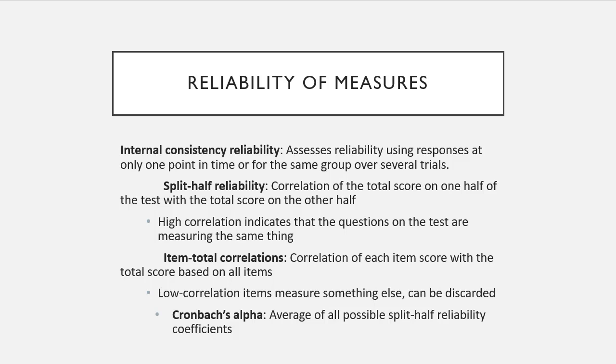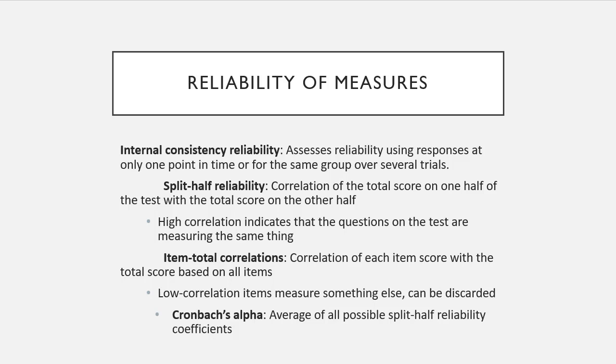Another way that we can look at internal consistency is through what we call item total correlations. That means we can take each possible combination of scores or questions and compare them with the other combinations to see if there is a correlation. Ideally, there would be a correlation with all of the scores. A low correlation means that some question might be measuring something else and can be discarded.